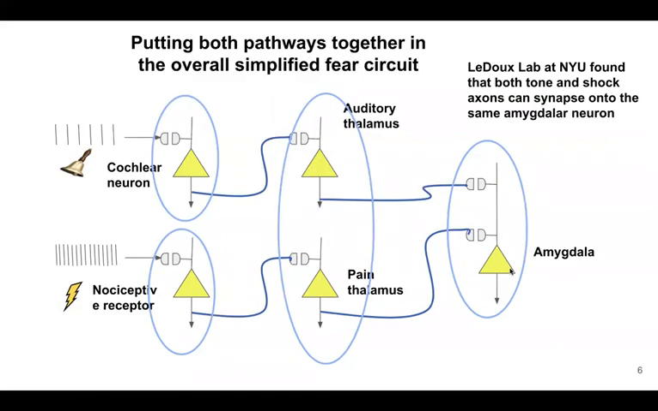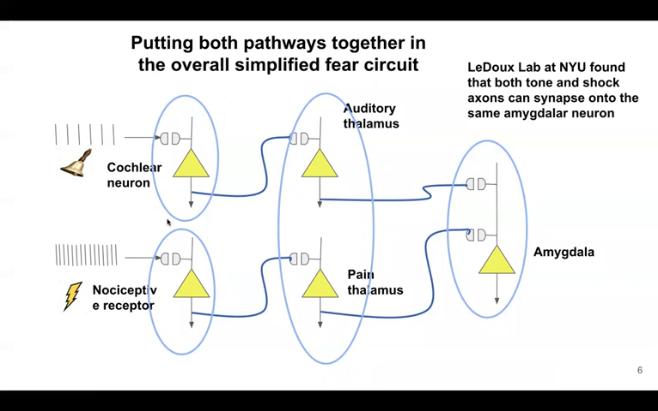So putting both pathways together. Imagine tone and shock pathways are functional at the same time while looking at this circuit diagram. The LeDoux lab at NYU found that both pathways can converge onto the same amygdalar neuron. Now, this is an important discovery.